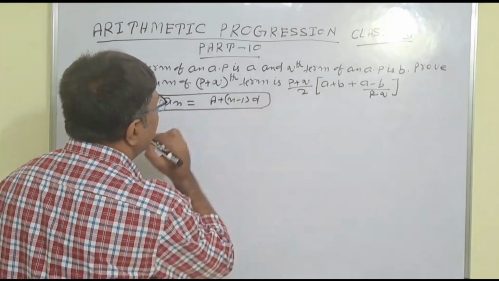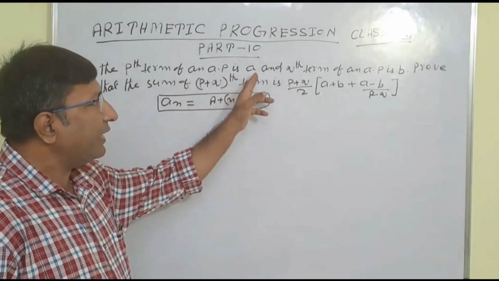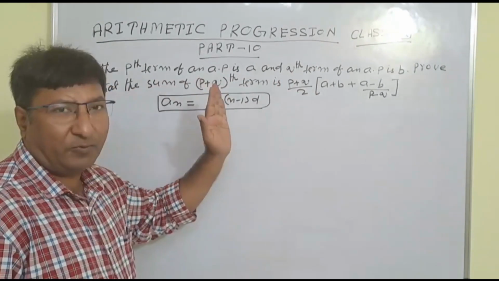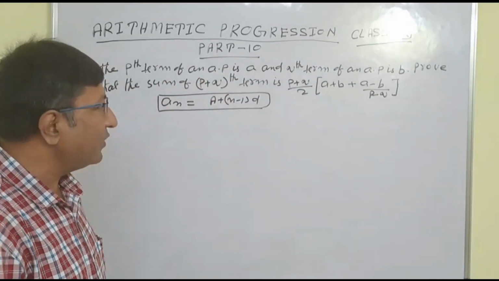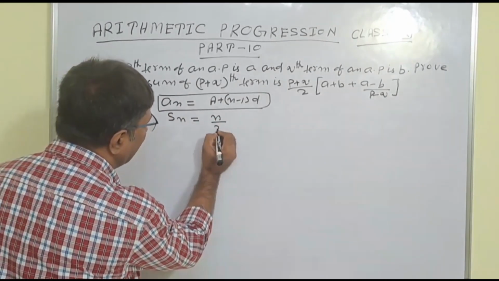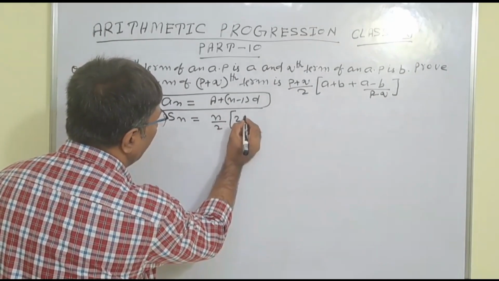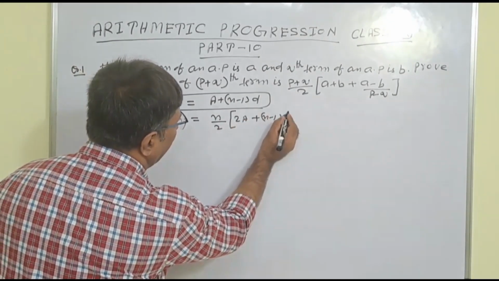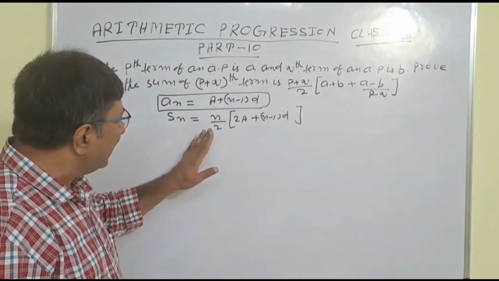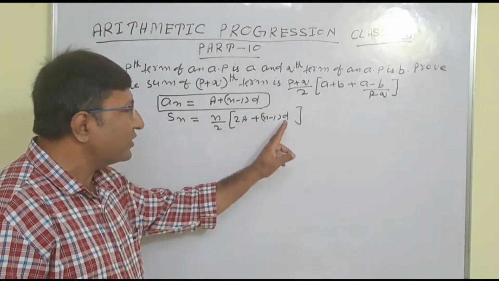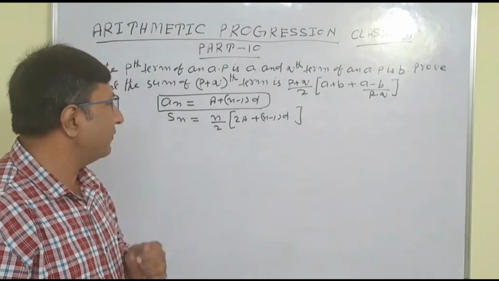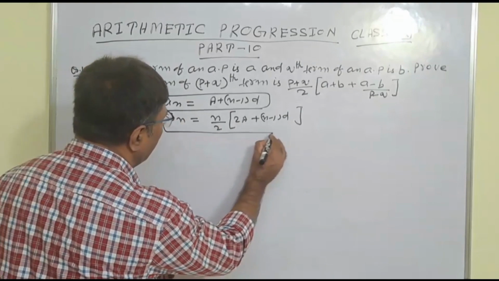Now here, given the pth term of an AP is a and the qth term of an AP is b, and we have to prove the sum of p plus q terms. So we need the sum of n terms of an AP. The formula is: the sum of n terms of an AP is n by 2 into (2a plus (n minus 1) d). This is the basic formula. Here a is the first term of the AP and n is how many terms we are summing. So only these two formulas we will use in this question.